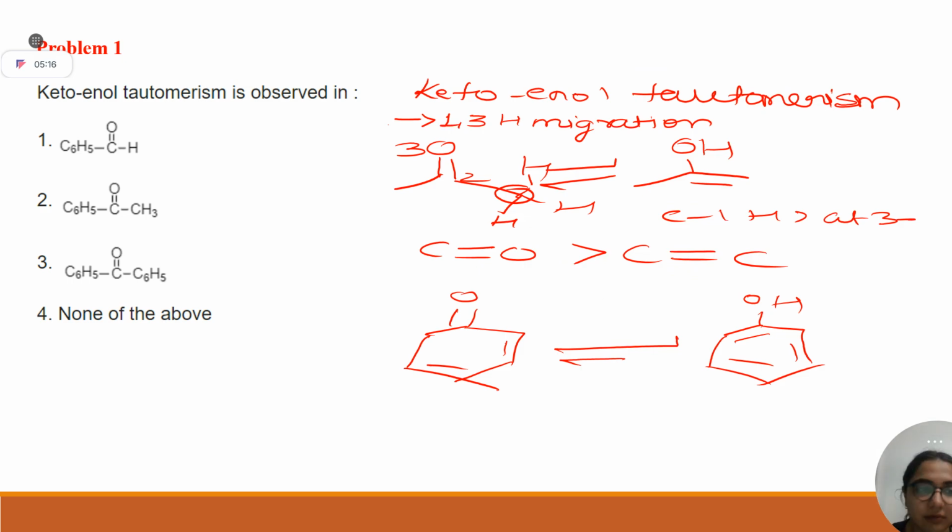Now tell me which is the correct option. Option two. Yes, why? Ma'am, option B, because it is having alpha hydrogen, and other options don't contain any alpha hydrogen. Clear? So you can get these types of questions from here.